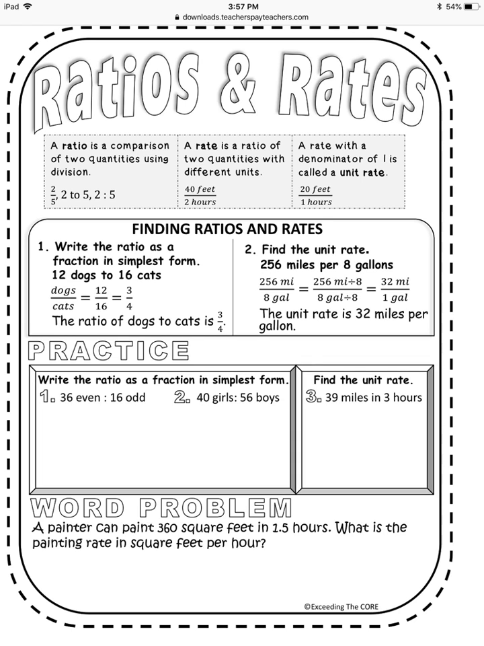So for the first problem, we're comparing 36 even to 16 odd. So we will write 36 over 16. What can go into both 36 and 16? I know 2 can go into both. I also know 4 can go into both. Okay, so I'm going to divide by 4.